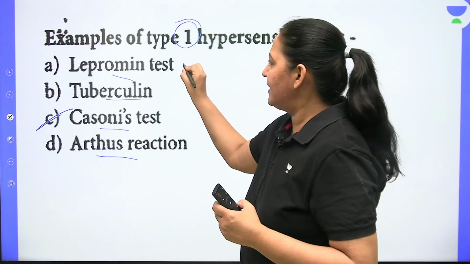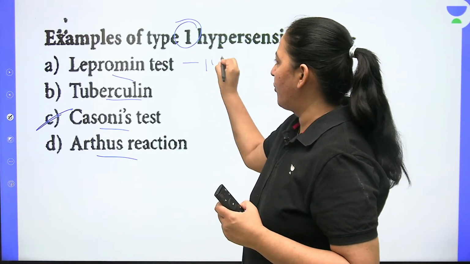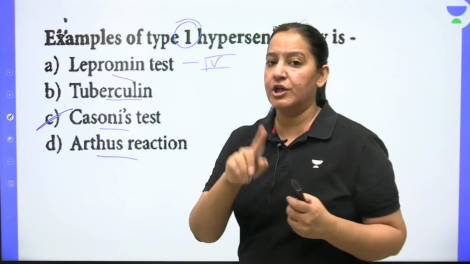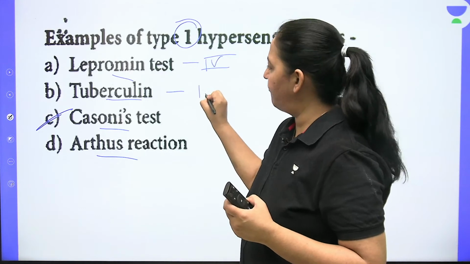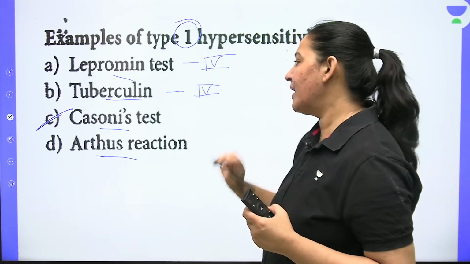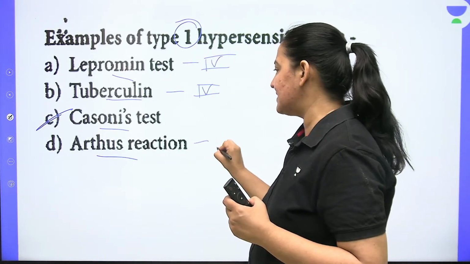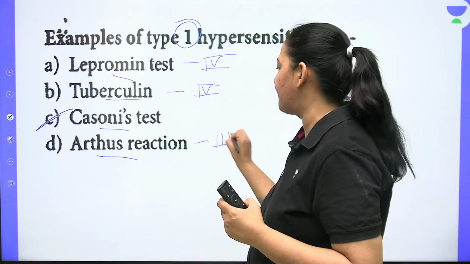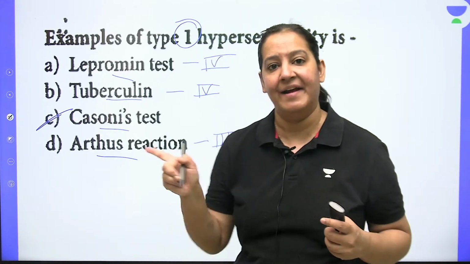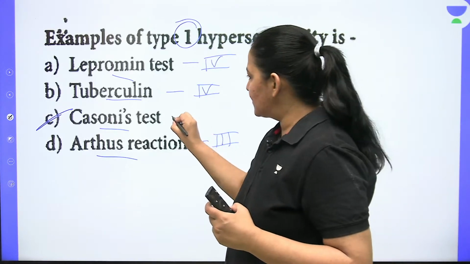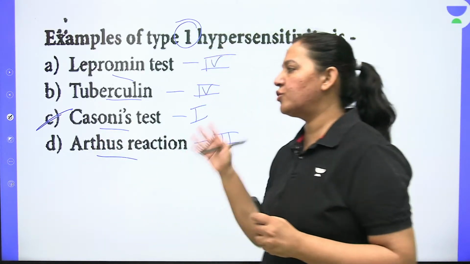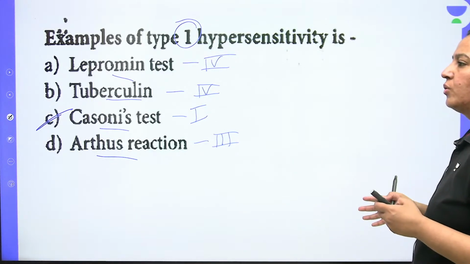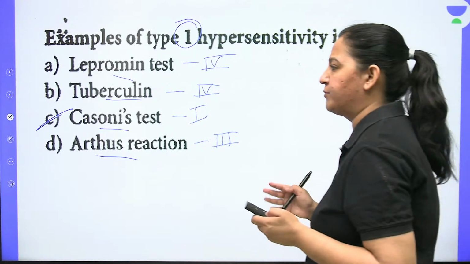So, lepromin test is an example of type 4. Right? John gave tulip. Tulip's L is lepromin. Tulip's T is type 4, again tuberculin. So these two are examples of type 4 and Arthus is an example of type 3. A of SHARP, S-H-A-R-P. So it is type 3. But Casoni is type 1. C of PCT. In PCT it is C. So you should know about other options also.